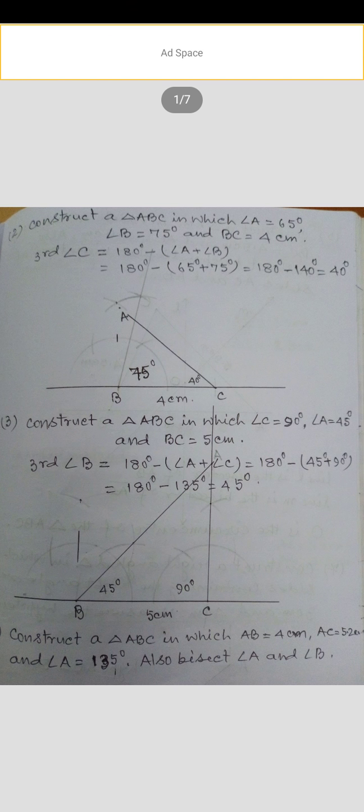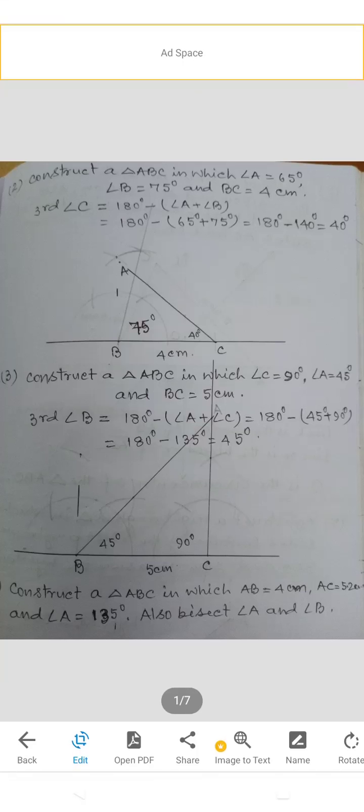Draw the angle CBA equal to 75 degree with the help of compass and ruler, and draw the angle BCA equal to 40 degree with the help of protractor. And now they intersect at a point A. Join AB and AC. ABC is the required triangle in which BC equal to 4 centimeter, angle B equal to 75 degree and angle C equal to 40 degree.